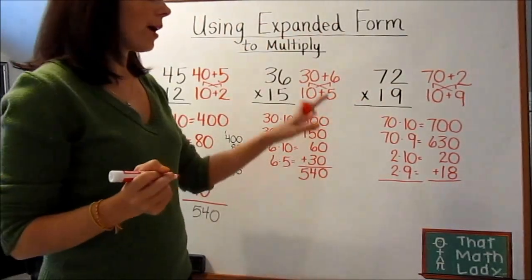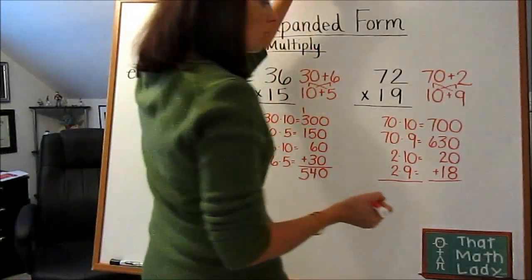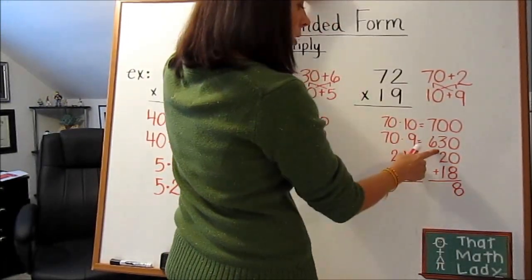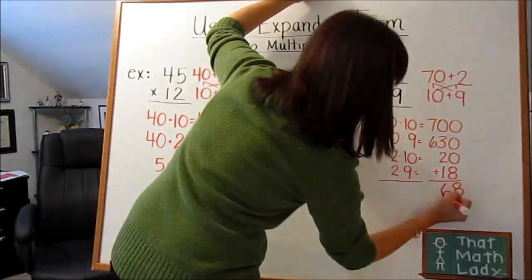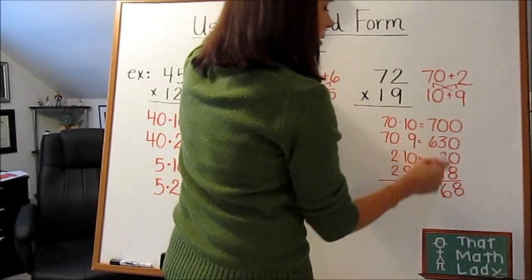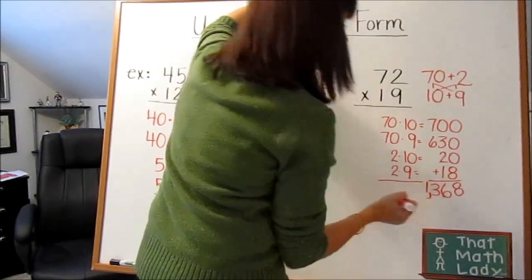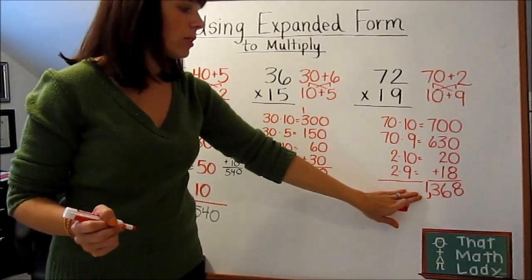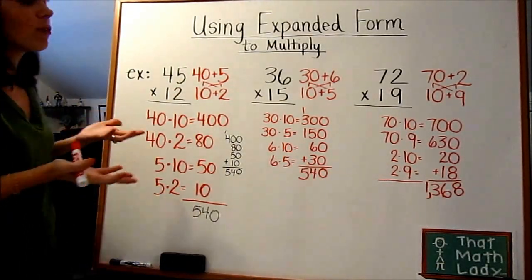Now we're going to go ahead and add those up, get a sum, which will give us our answer. So we have an 8 in the ones place after I add all those numbers together. 3 plus 2 plus 1 is 6. And then 7 plus 6 is 13. Put my comma in here. So my answer for 72 times 19 is 1,368. And that is using expanded form to multiply.